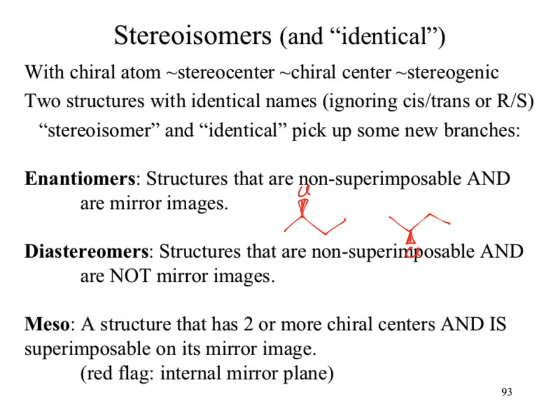And then the last one, a structure that has 2 or more chiral centers, which should officially go with diastereomers. The only time you see diastereomers is if you have 2 or more chiral atoms. And superimposable on its mirror image. The giant red flag for a meso compound is an internal mirror plane. But didn't we have that already? Wasn't the internal mirror plane for an achiral molecule? Yeah. Guess what a meso compound is? Achiral. Even though it has chiral centers. That can happen. That's why you need 2. They counteract each other.